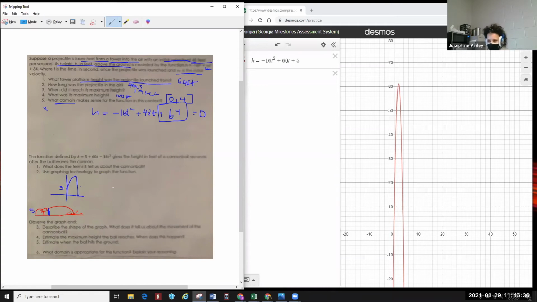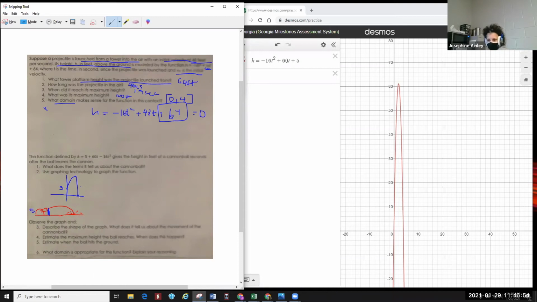All right, so there's my graph, and I'm going to label it accordingly as I do it. It says, observe the graph and describe the shape of the graph. What does that tell us about the movement of the cannonball? Go ahead and describe the shape of the graph. There are no wrong answers, just what do you see? What does the shape look like?